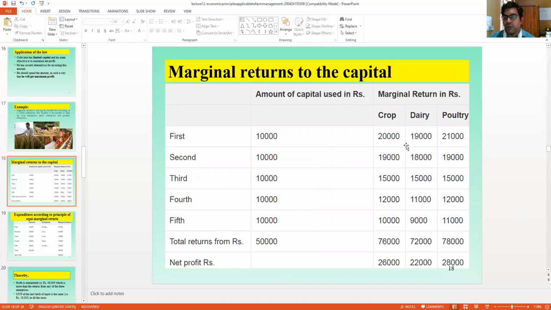Now the fifth part of the limited capital, that is 10,000 rupees, the farmer has to allot to that enterprise which gives more or less the same MVP as that of dairy. Now we can go for crop. The crop is next giving only 15,000 rupees, so not feasible. Then you can take dairy. It is 18,000 rupees. Then he has to take poultry. The poultry is giving 19,000 rupees, which is close, more than this MVP, right? That is why the farmer applies the equi-marginal principle so as to get maximum profit.